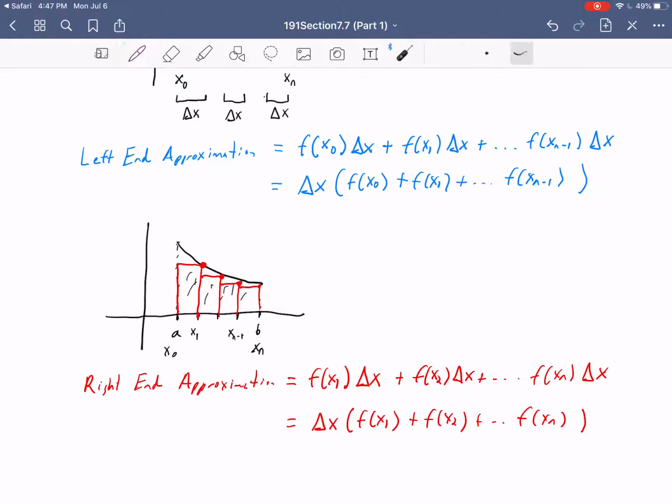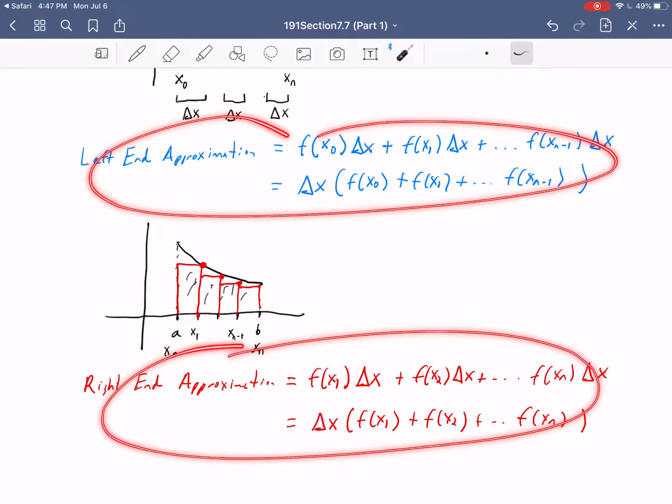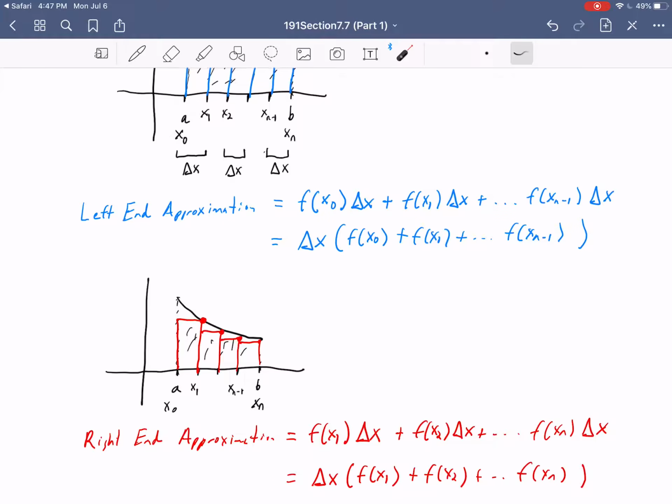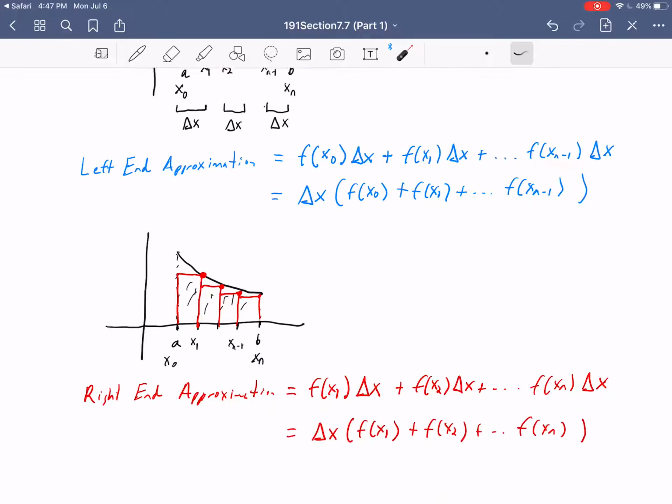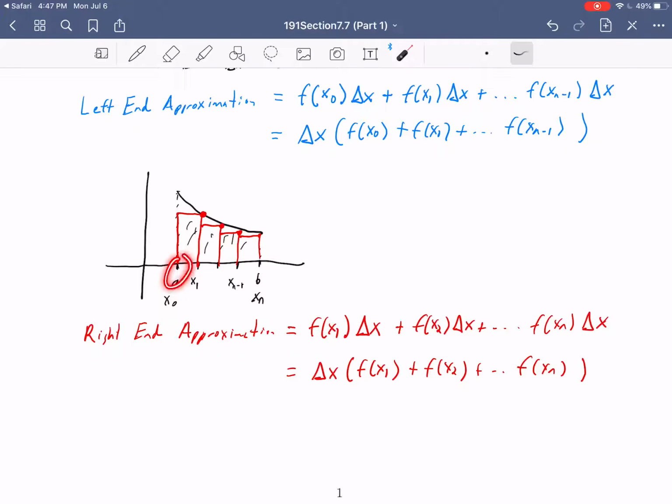So these are probably the first 2 approximations people learn about. They're very, very similar. The only difference is that on the left end approximation, you use the left endpoints, which end up being the start of your interval up to the second to last, which in our notation is x sub n minus 1. Whereas with the right end approximation, you skip the beginning of your interval. You use everything else, including the end of your interval, x sub n, or in terms of letters, b.